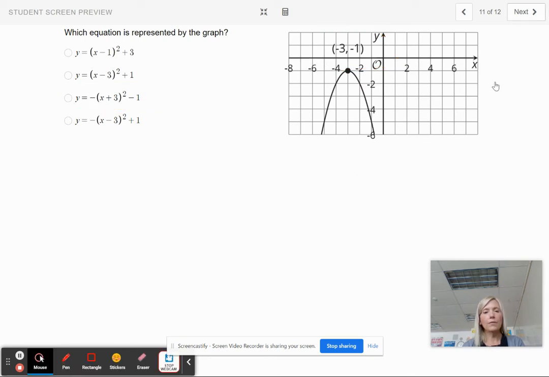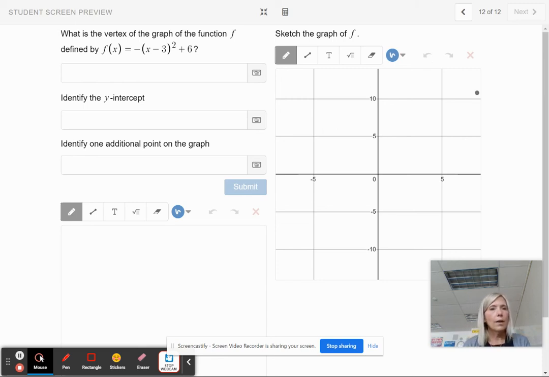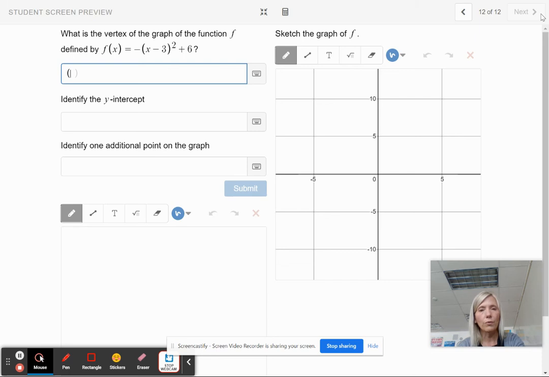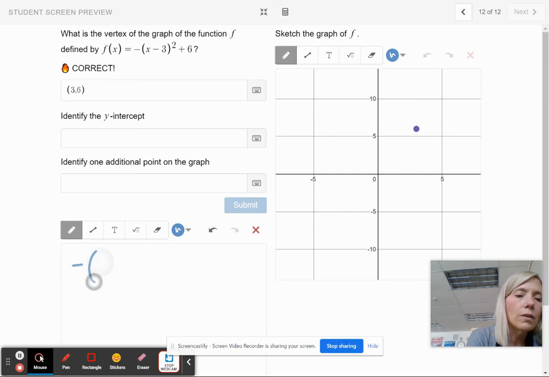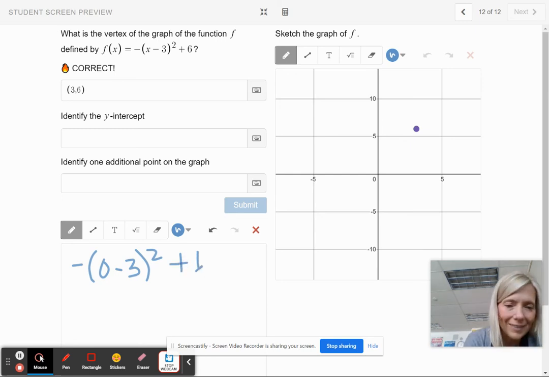And finally, the last slide. What is the vertex? Well, the vertex is, let's see here, x -3 tells me +3 for x, and then +6 for y. Identify the y-intercept. So the y-intercept is when x is equal to 0. So I'm going to write my work out here in the sketch pad. 0 minus 3 squared plus 6. Oh, that's a 6.